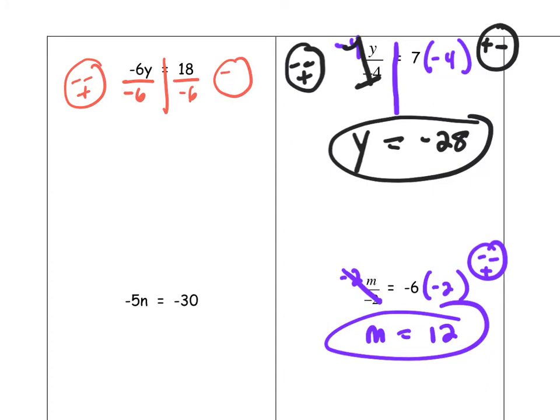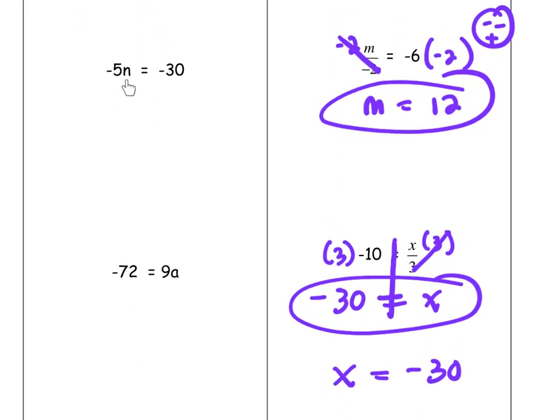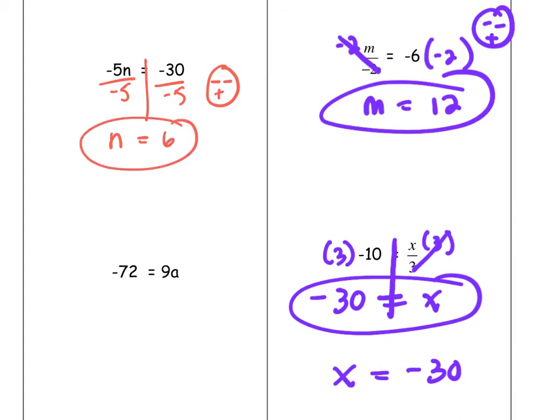Well, a positive divided by a negative is a negative. So if you said y equals negative 3, you're correct. Would you please solve this third equation and choose the best answer? If you chose positive 6, you're correct. A negative divided by a negative is a positive, and 30 divided by 5 is 6.